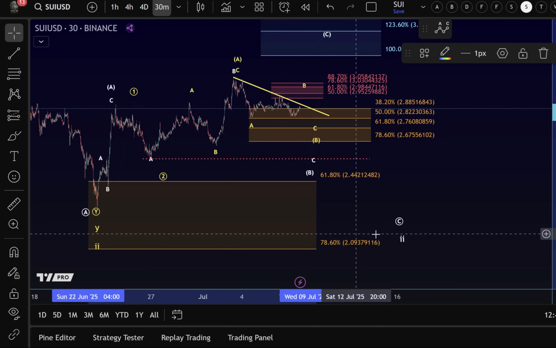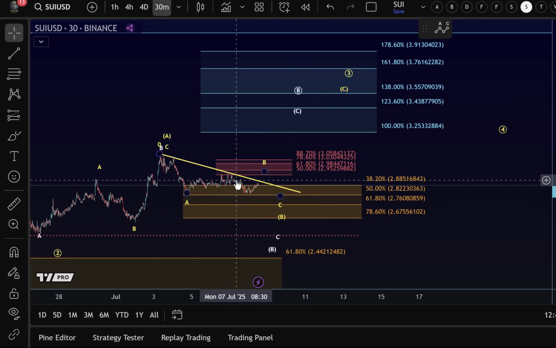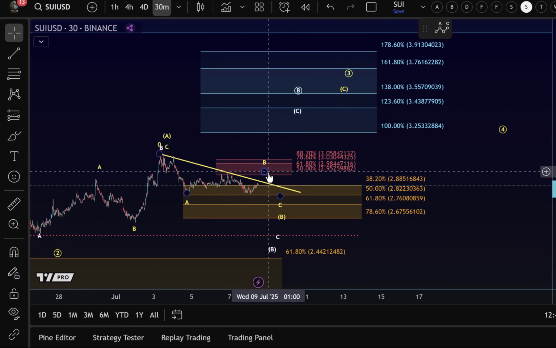But for now, yellow is preferred, and I'm watching here for signals that the price is attempting an upside breakout. For now, there is no real upside momentum, so we're just consolidating in support. That's the update on SUI.